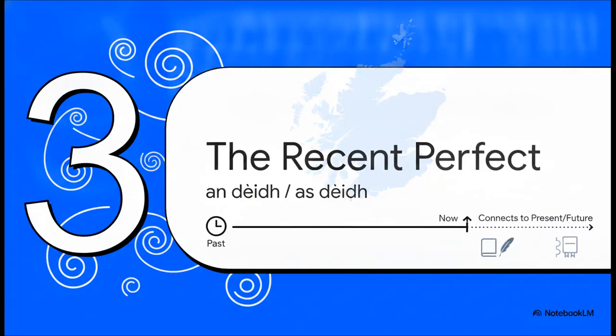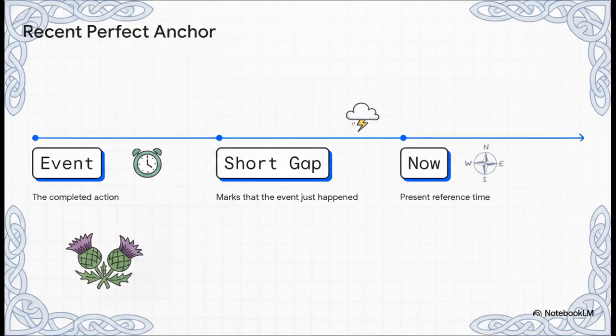Section 3, the recent perfect, and they and us stay. So how do we handle actions that did literally just happen? Remember how the air perfect completely ignored recency? Enter the recent perfect.